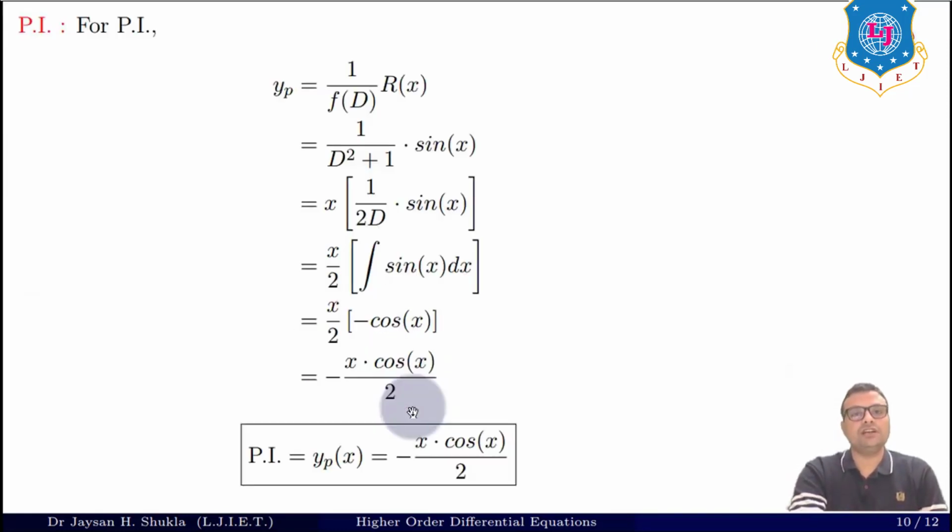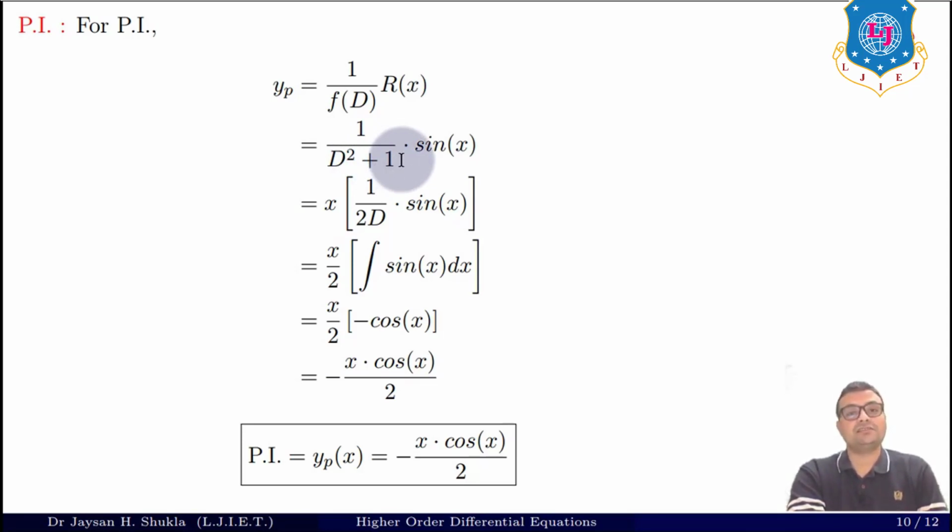Let us see what is happening to the particular integral. So here yp is 1 upon f of d times r x, which is 1 upon d square plus 1 into sin x. Now here, if you replace this d square with minus of a square, the value of a over here is 1. So the value of d square as minus of a square will be minus 1. And in that case, what will happen? If you replace this d square with minus 1, the denominator will become 0. So we cannot replace directly d square by minus of a square.